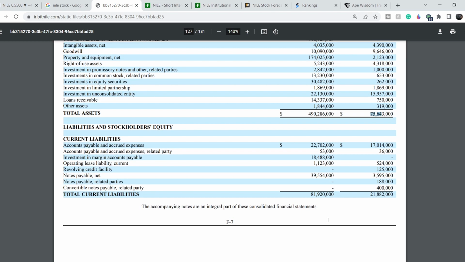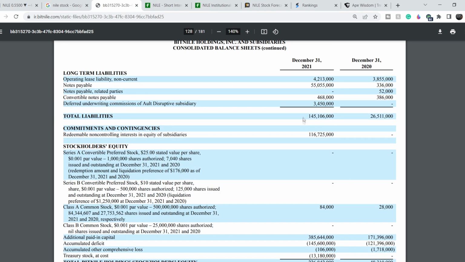And let's take a look at their total liabilities. Their total current liabilities for now are in the range of $81.92 million. And their total liabilities is in the range of $145.1 million.